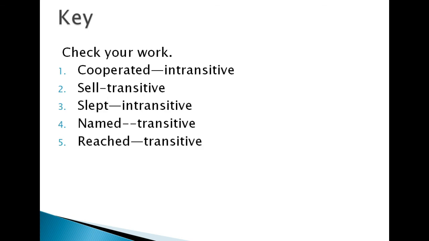Now check your work. For number 1, you should have identified cooperated. That verb is intransitive. For 2, you should have identified sold. Sold what? He sold pretzels, so that is transitive. Slept was intransitive. Named, they named what? Their favorite sports, transitive. And reached what? Reached the village, so also transitive.